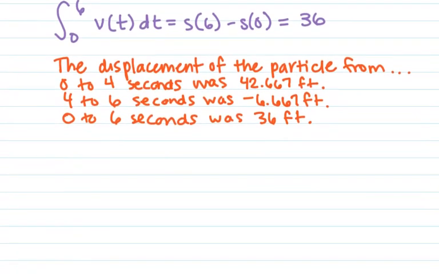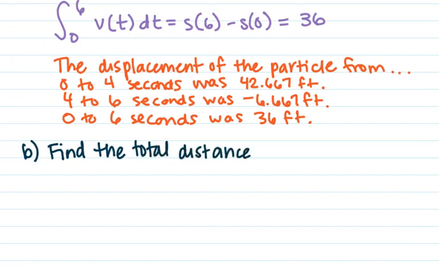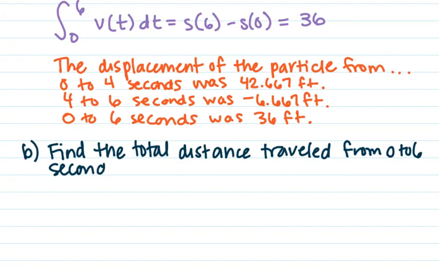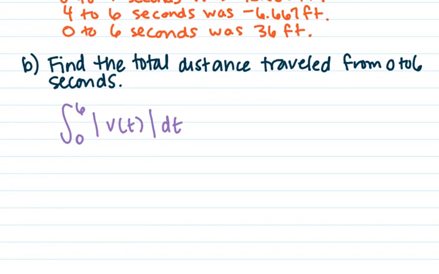Okay, and then part B is very closely related, but it says find the total distance traveled from 0 to 6 seconds. Alright, so remember, if there's any possible negatives here, or negative areas, which there clearly are, we're going to take the absolute value of that function when we type it in our calculator.